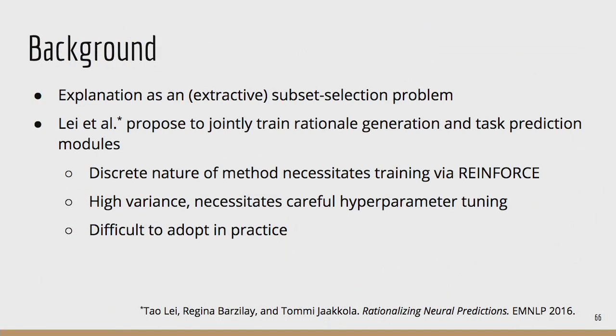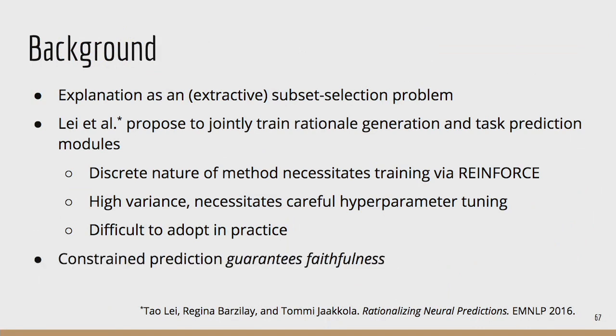Because this token selection, subset selection task is discrete, they used a reinforce style training objective, which is prone to high variance and necessitates careful hyperparameter tuning. So in practice, it's a bit difficult to adopt. However, we argue that this type of architecture does guarantee faithfulness because you are constraining the inputs that a task prediction module will see. And I'll show an example of this in the next slide.